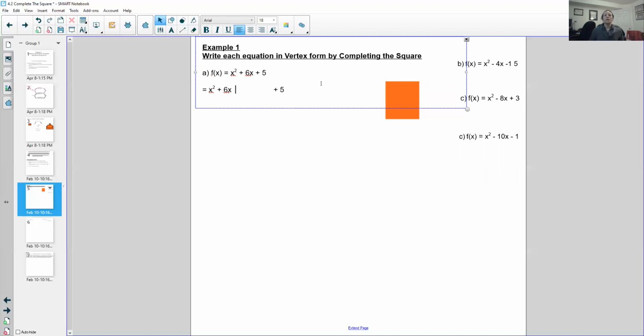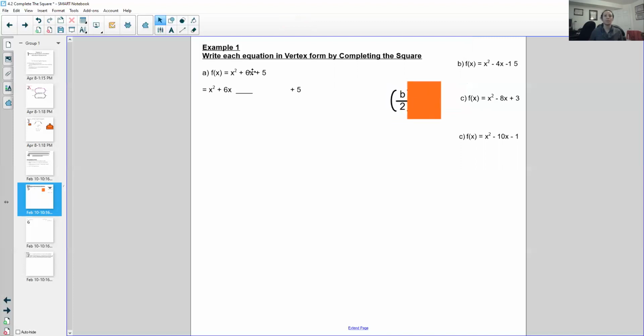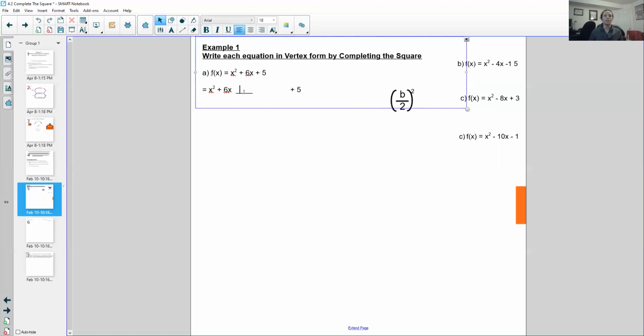So what would I have to add here in order to make this a perfect square trinomial? Well, if I take 6x and divide by 2, remember, this is our b term, I get 3. And if I square it, I would get the number 9. Plus 9, positive 9. There we go.